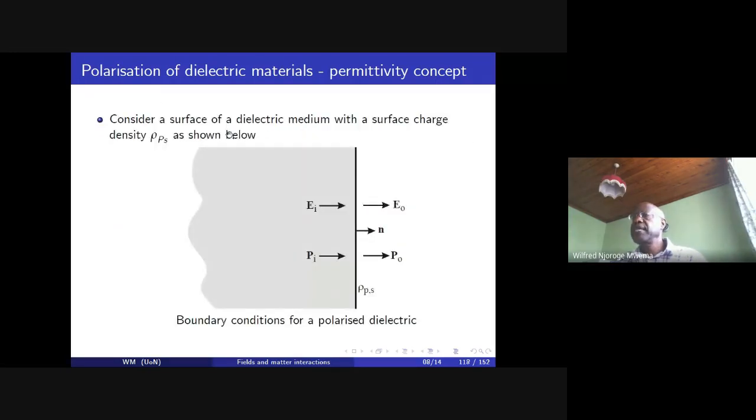So if we consider a dielectric medium with a surface charge density rho PS as shown, that is, we have rho PS on this surface, inside we have the electric field and polarization Pi, and that will be EI, the electric field inside the dielectric. Outside the dielectric, we have the electric field of free space, the outside electric field, and the outside polarization.